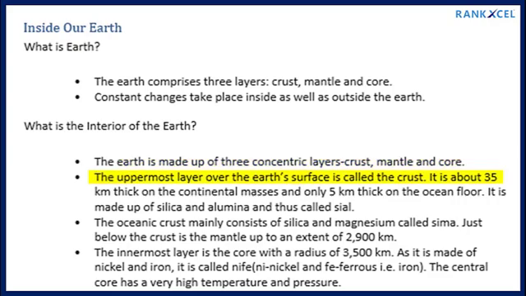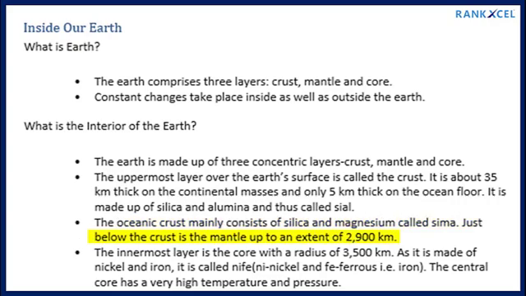The uppermost layer over the Earth's surface is called the crust. It is about 35 km thick on the continental masses and only 5 km thick on the ocean floor. It is made up of silica and alumina and thus called Sial. The oceanic crust mainly consists of silica and magnesium, called Sima.